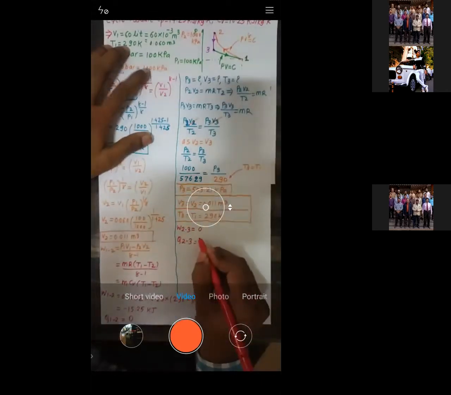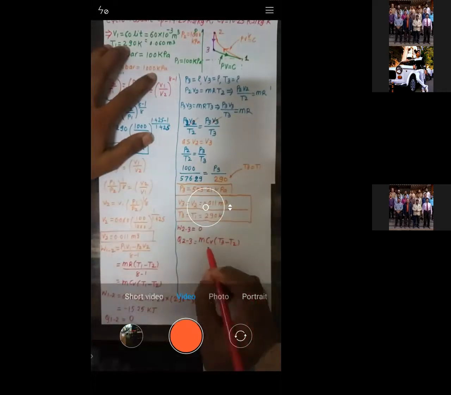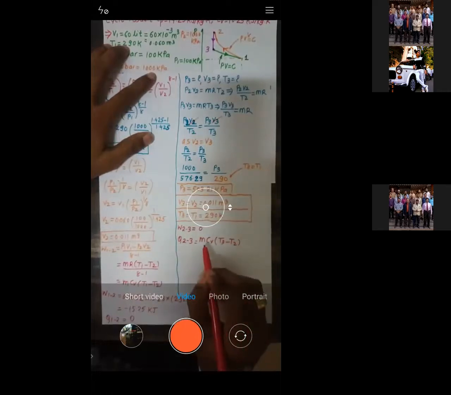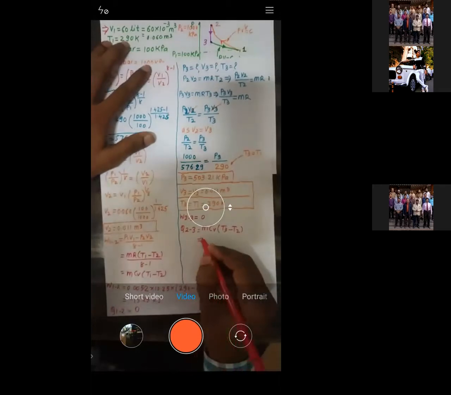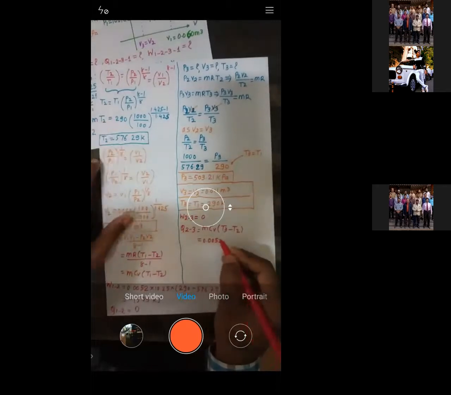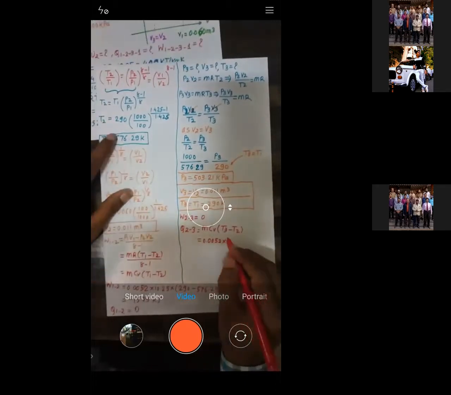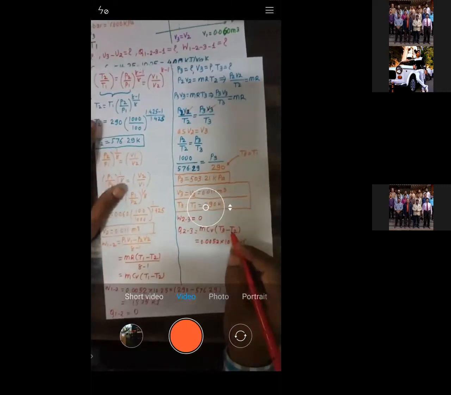If it is constant volume, the formula is mCV. The formula is M into CV into final temperature minus initial temperature. If it is constant pressure, the formula is mCP into final temperature minus initial temperature. So T3 minus T2, right? Let us put these values. Mass we already know, 0.0052. The value of CV is given in the problem, 10.25, into T3 minus T2. What is T3?